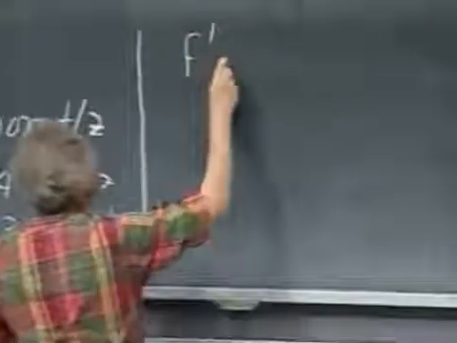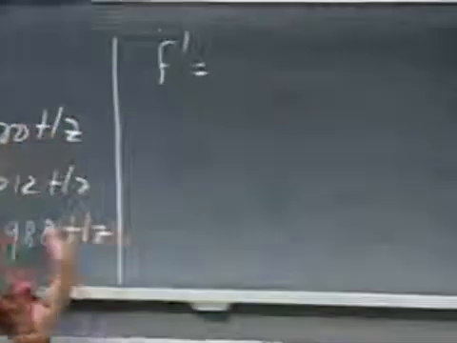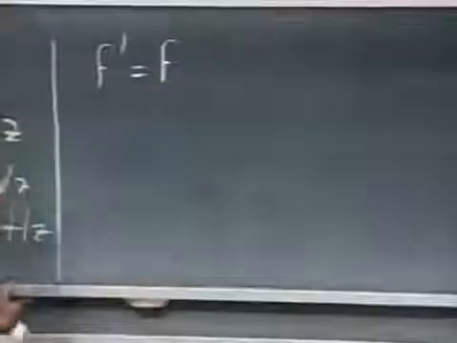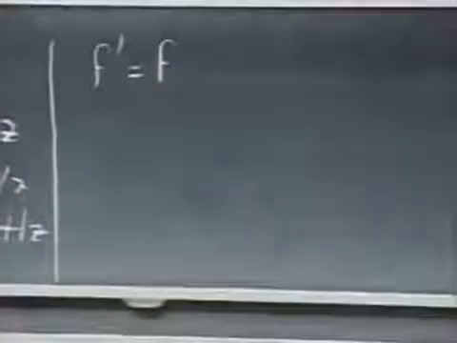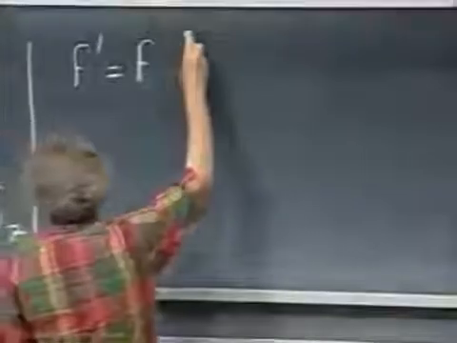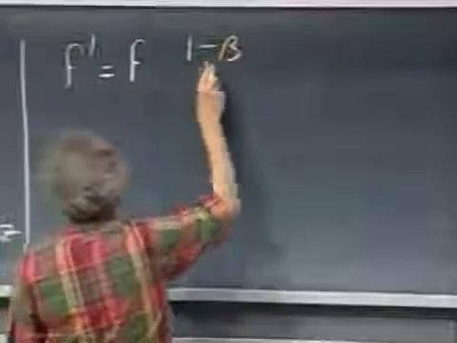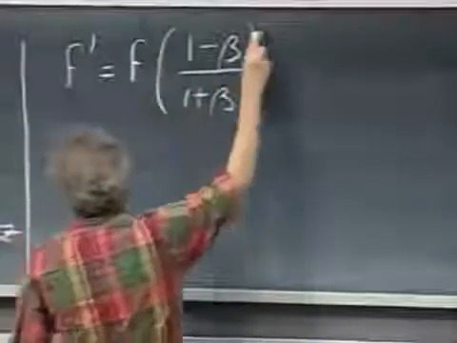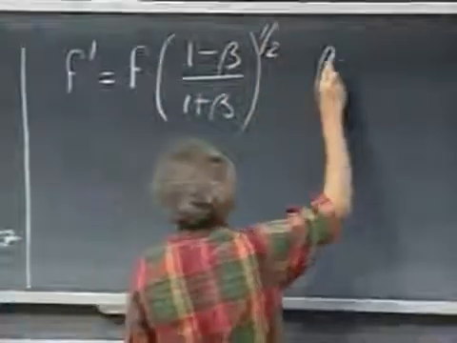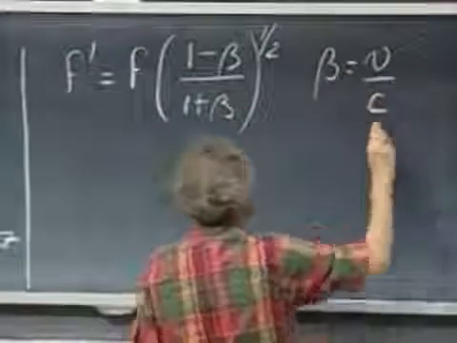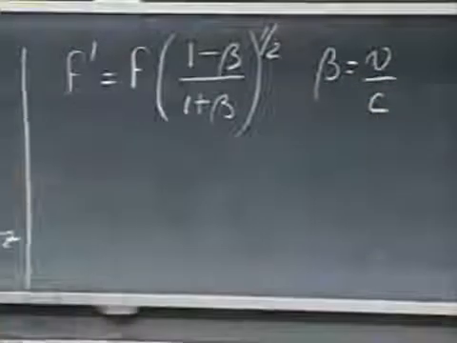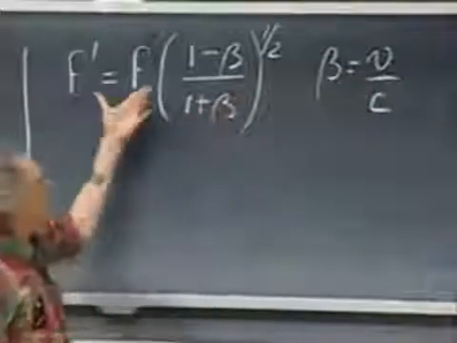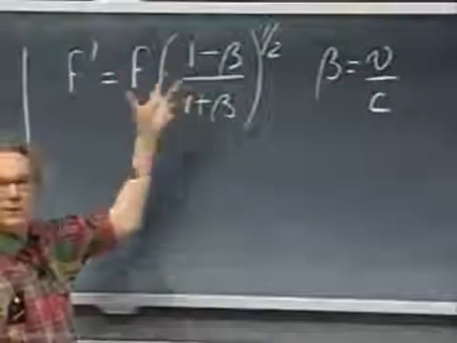F prime is the one that you receive. F is the one that is emitted by the transmitter. And we get here then F prime equals F times (1 minus beta divided by 1 plus beta) to the power 1/2. And beta is V over C, C being the speed of light, and V being the relative speed between the transmitter and you.